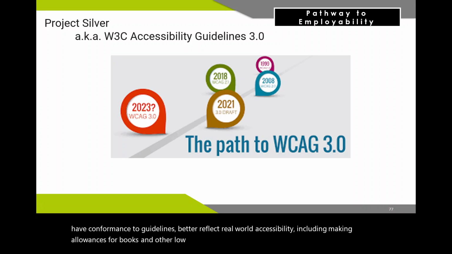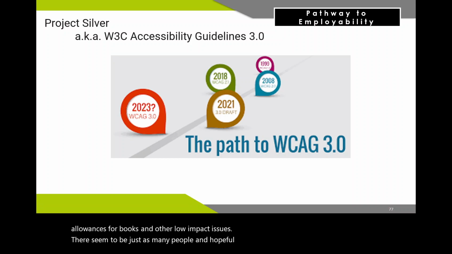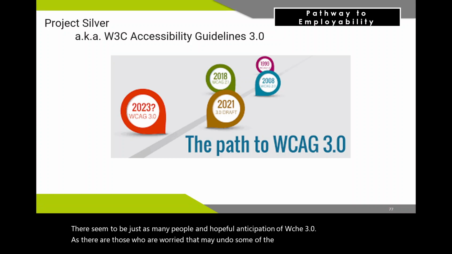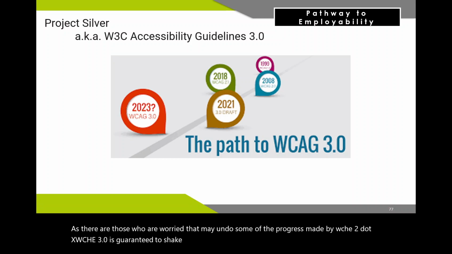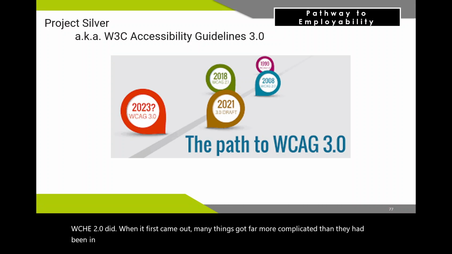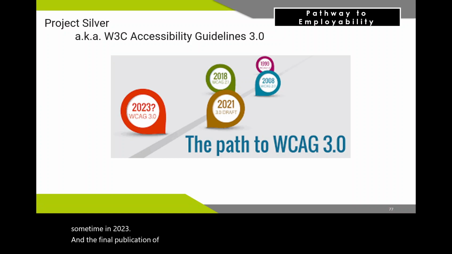There seem to be just as many people in hopeful anticipation of WCAG 3.0 as there are those who are worried it may undo some of the progress made by WCAG 2.x. WCAG 3.0 is guaranteed to shake up the accessibility industry as much as, if not more than, WCAG 2.0 did when it first came out. Many things got far more complicated than they had been in WCAG 1.0. The W3C is aiming to publish a candidate recommendation of WCAG 3.0 sometime in 2023 and the final publication of WCAG 3.0 is expected somewhere at the end of 2024.